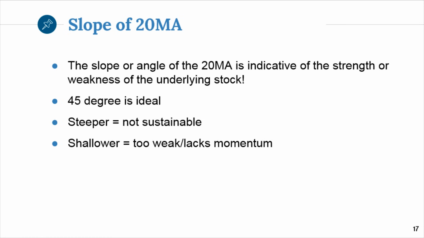The slope of the 20 MA. The slope or the angle of the 20 MA is indicative of the strength or weakness of the underlying stock. 45-degree is ideal. Okay? Steeper than 45-degree is not sustainable. It means the stock is going a little climactic, not a sustainable trend. It's really getting bought too fast, and it will run out of fuel, probably not in the too distant future. And if it's shallower than 45-degree, it means it's too weak or lacks momentum. So 45-degree is definitely ideal.